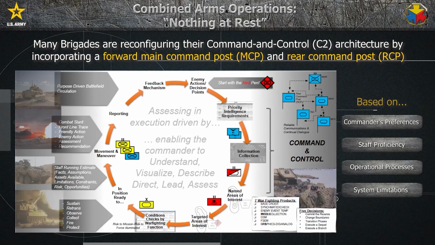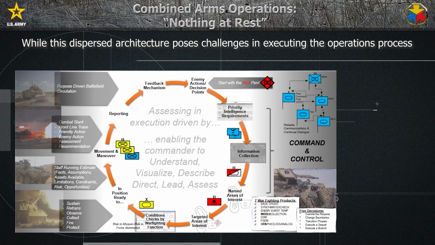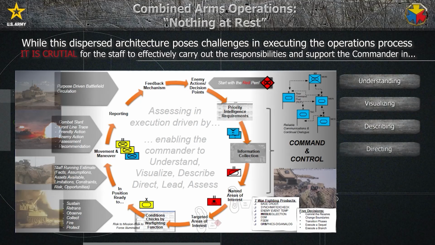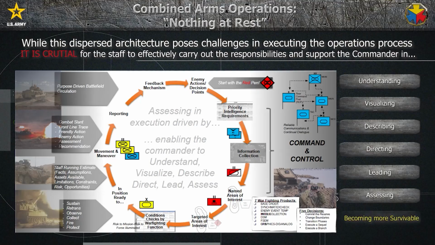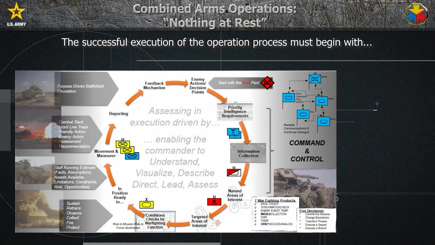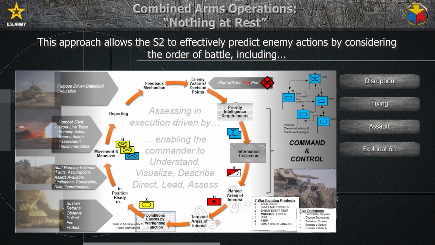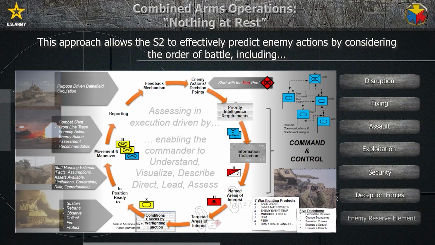and system limitations. While this dispersed architecture poses challenges in executing the operations process, it is crucial for the staff to effectively carry out their responsibilities and support the commander in understanding, visualizing, describing, directing, leading, and assessing, while simultaneously becoming more survivable. The successful execution of the operations process must begin with the red pen, focusing on enemy action and decision points. This approach allows the S2 to effectively predict enemy actions by considering the order of battle, including disruption, fixing, assault, exploitation, security, deception forces, and the enemy reserve element.